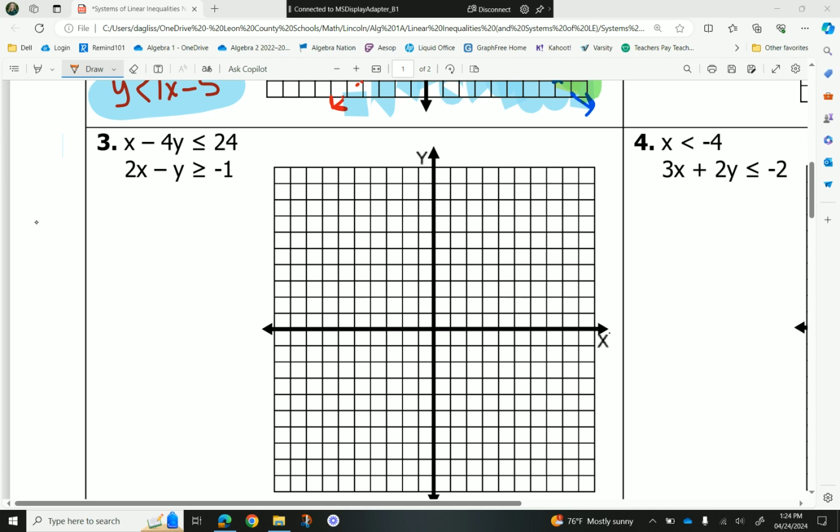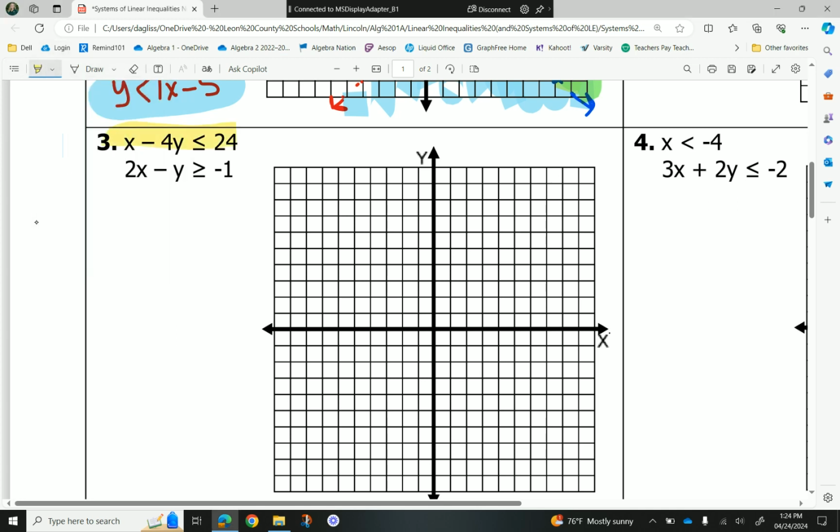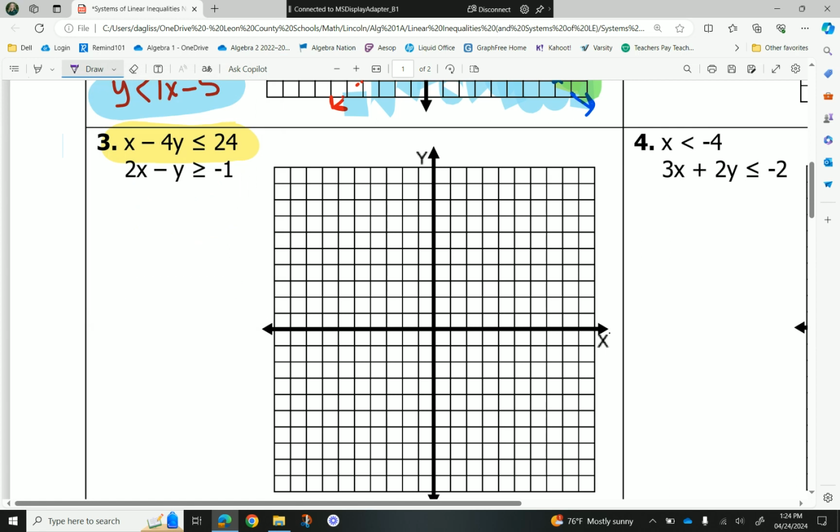So, number 3. Here we go. Our first equation is x minus 4y is less than or equal to positive 24. All right, I'll do purple for this one. So we have x minus 4y less than or equal to 24.